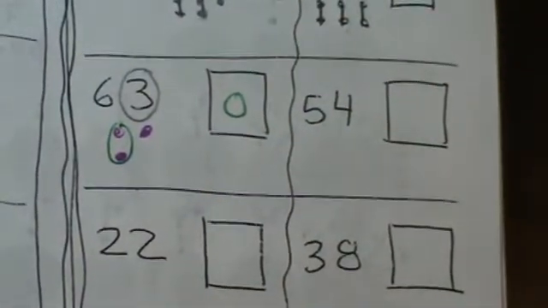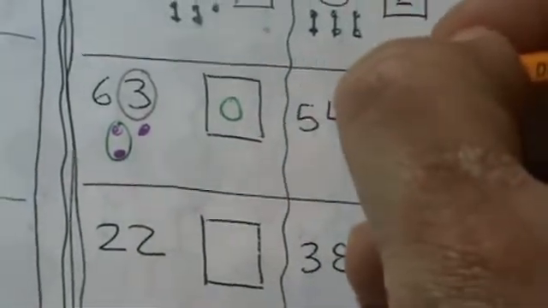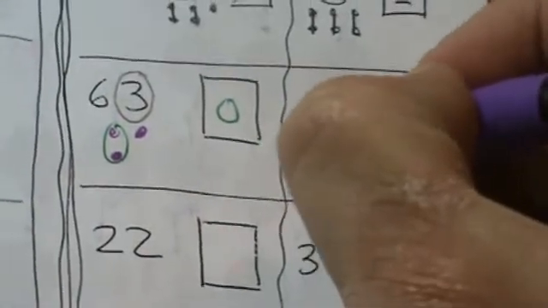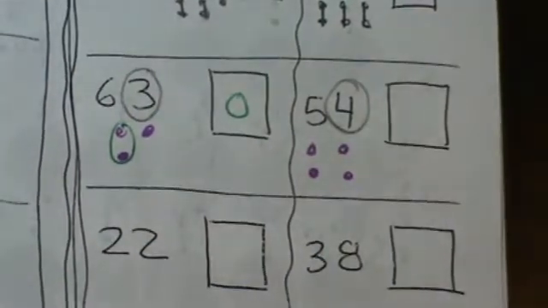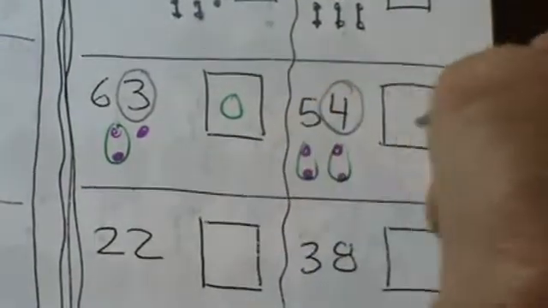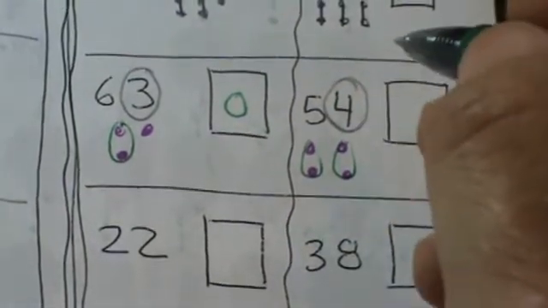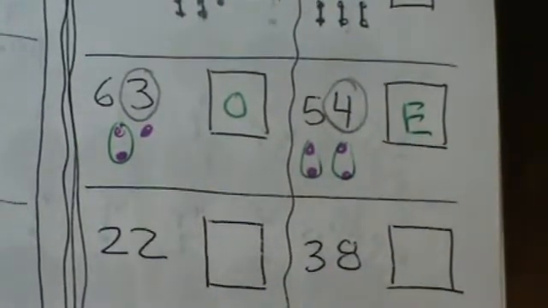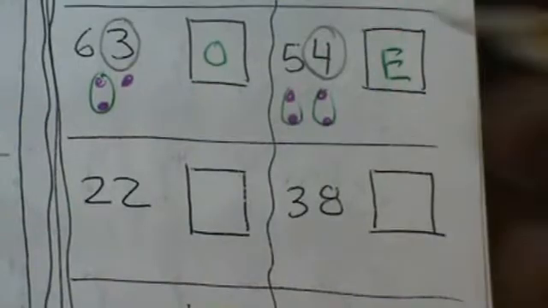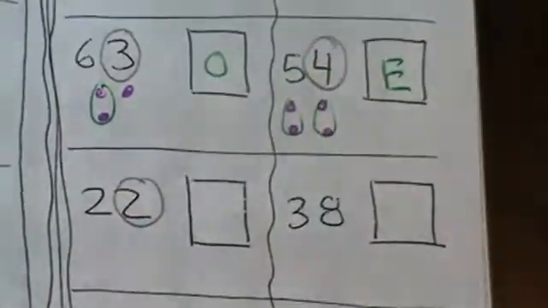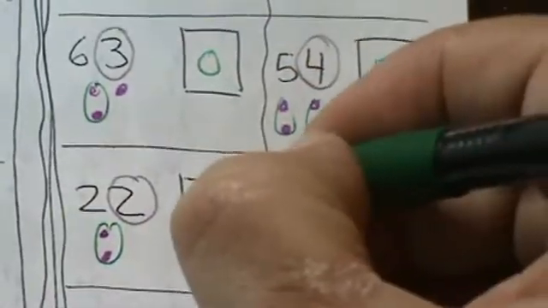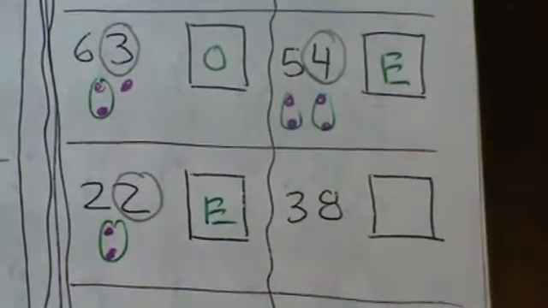Next one. I circle the number 4. I draw 1, 2, 3, 4 circles. Pair, pair. I don't have any left. So this is even because I don't have any left. Next one, I have 22. I circle the ones and I have 2. 1, 2. I made my pairs. This one is a pair. So this is even because I don't have any left.